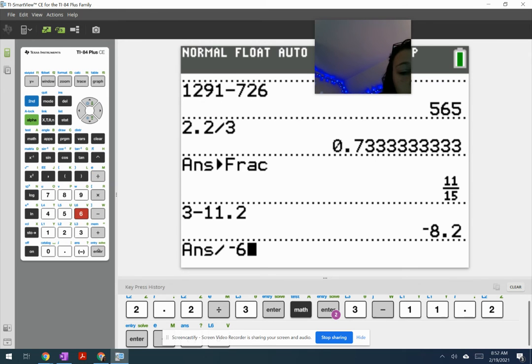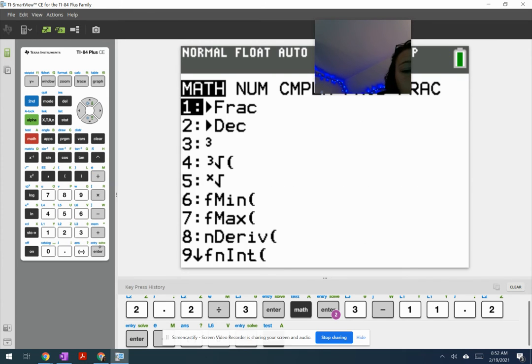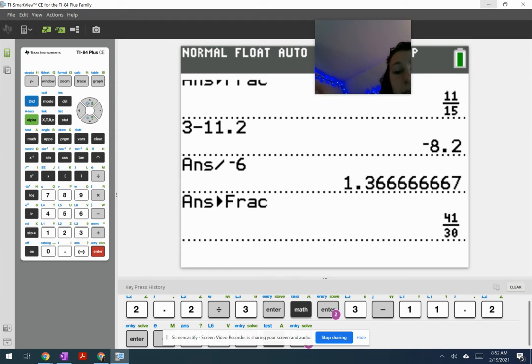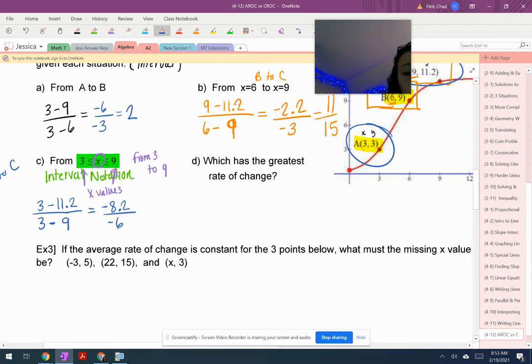Divide by negative 6. Again, ugly number. 41 over 30. Yeesh. Oh, I didn't mean to put that there. It's a little early, I guess, this morning. 41 over 30.